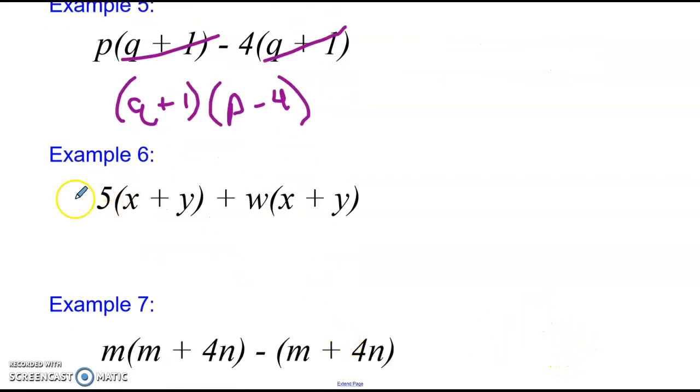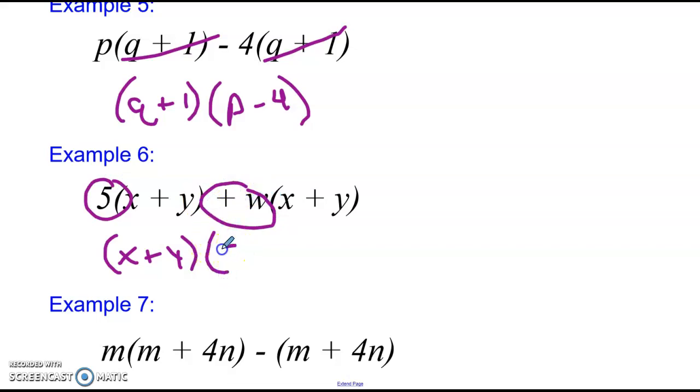Okay, here's another one like this, right? So they're already grouped for us here. That's kind of common to all of these. And now just ask yourself, look at this here on the left, look at this here on the right. What is the common factor? What can I divide out of both of them? Well, in this one, it's x plus y. And then in the other one, once I've factored this out, what's left? Well, there's still the positive 5 here. There's still the positive w. So my other factor is just 5 plus w.